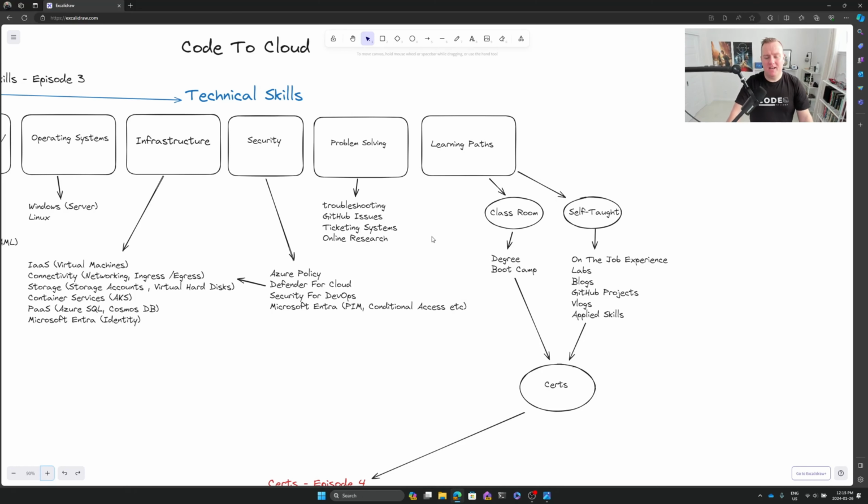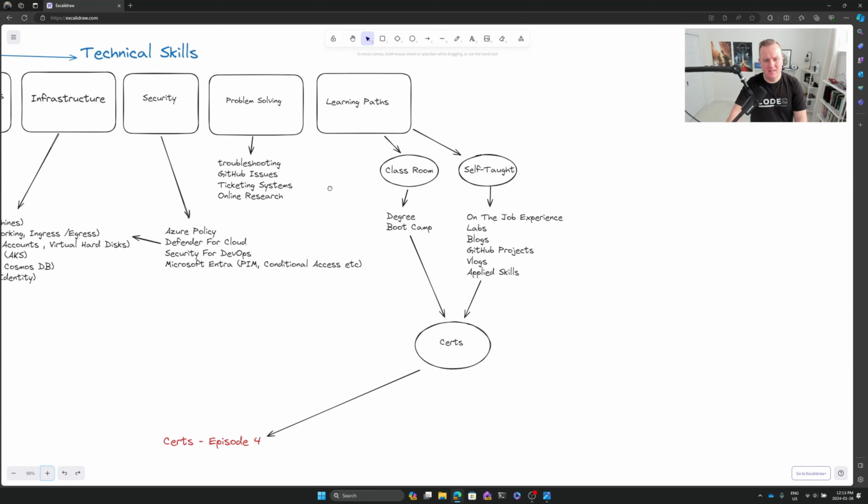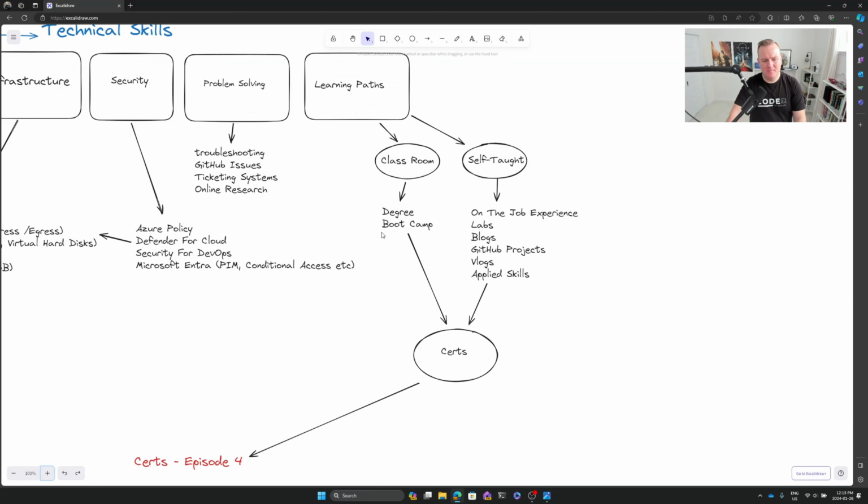And then we've got learning paths. So there's a couple of ways you can do this. I'll split them up. So there's the classroom way. Go and get a degree in computer science, cybersecurity, data science, whatever your favorite flavor is. Attend a college or university. You'll get a lot of support. It's very directed. It's very laid out in a certain way. And that's great for people that are starting out.